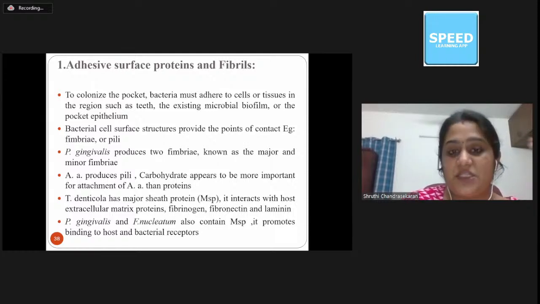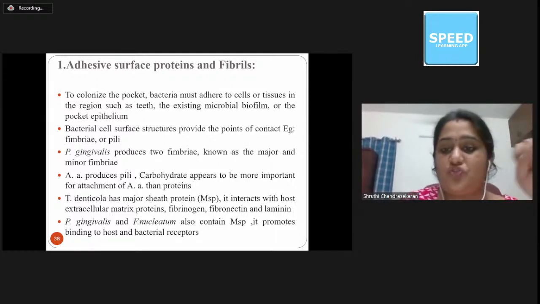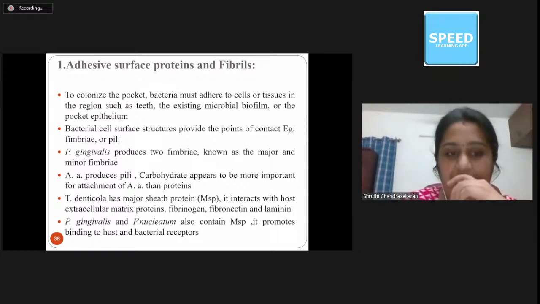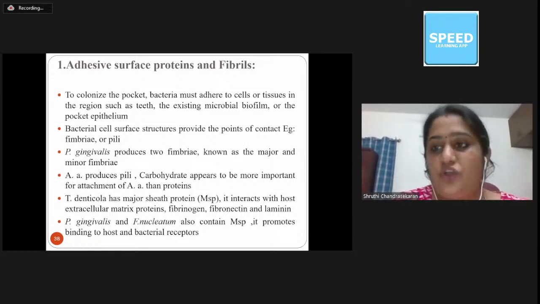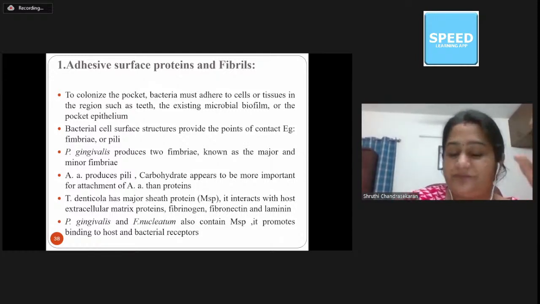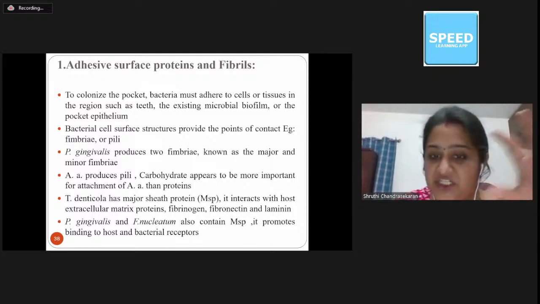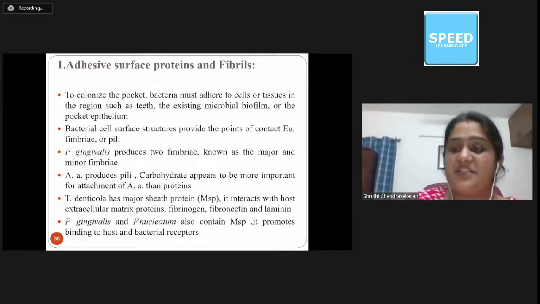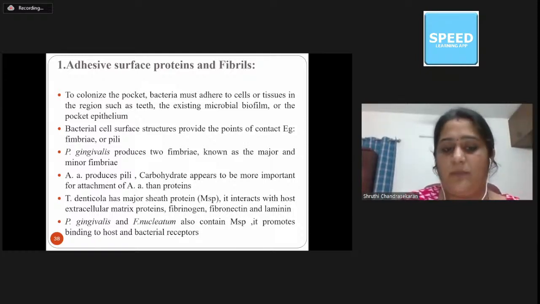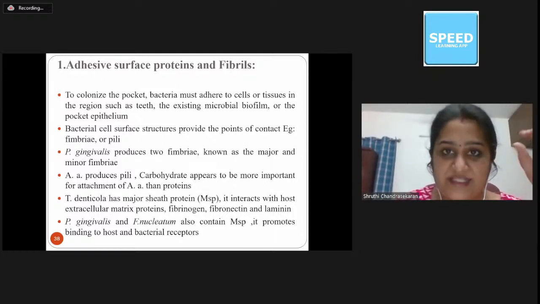The bacterial cell structures which provide these functions are the fimbriae or the pili. P. gingivalis has two fimbriae which are known as the major and the minor fimbriae. And Aggregatibacter actinomycetemcomitans has pili and also carbohydrates present on its cell surface, which help it attach to the tooth surface directly. Treponema denticola has the major sheath protein, which interacts with host extracellular matrix such as fibrinogen, fibronectin, and laminin. P. gingivalis and Fusobacterium nucleatum also contain major surface proteins, which promote binding between the host and the bacterial cell surface receptors.